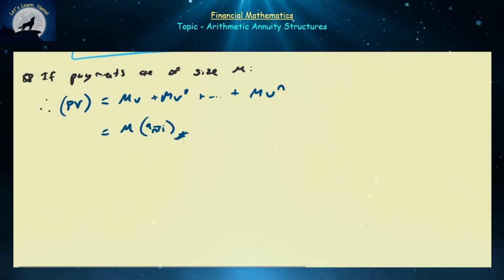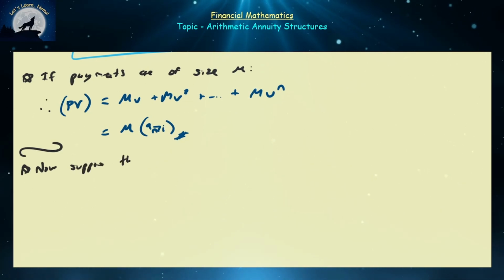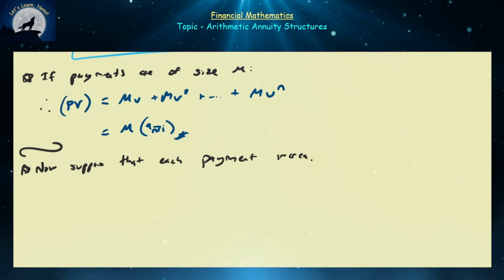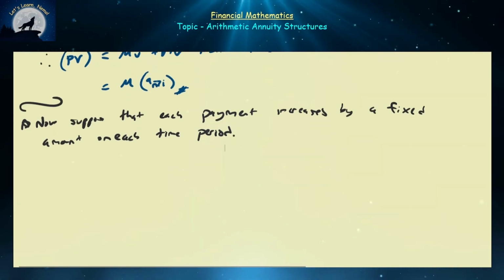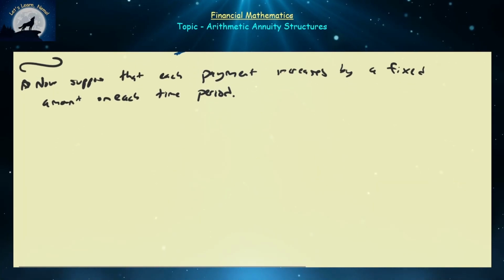So now what we're going to do is consider a more generalized structure. So now suppose that each payment increases by a fixed amount on each time period. So if we were to consider this from the basic timeline approach, what would that look like?